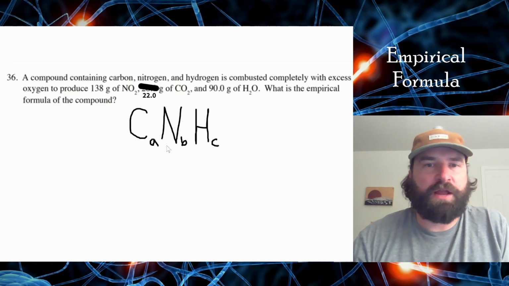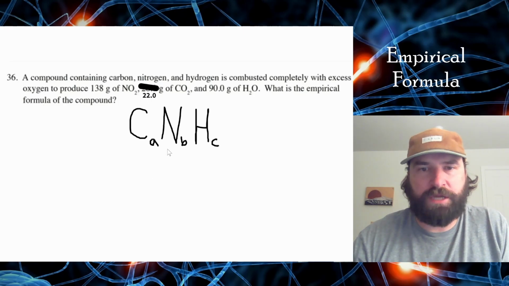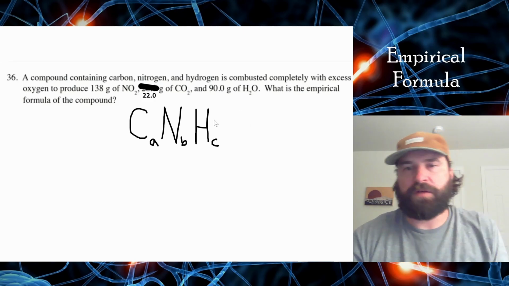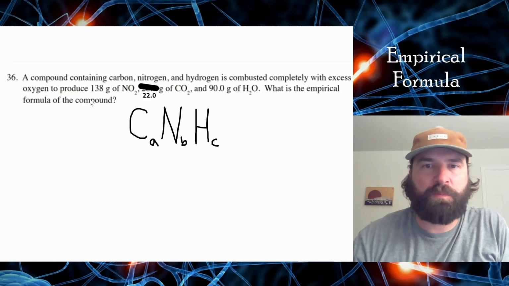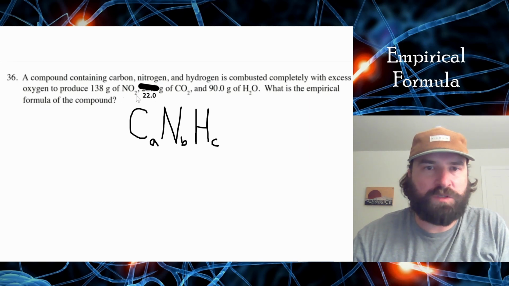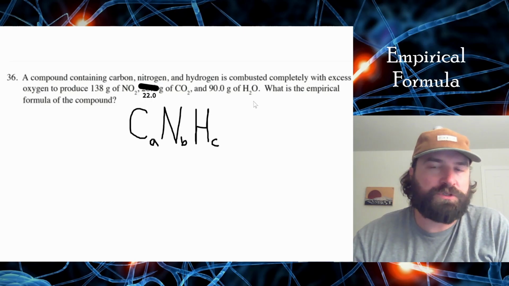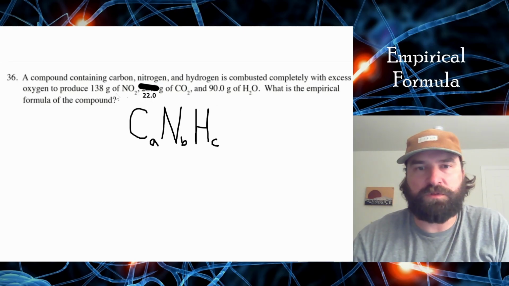So we have to figure out how much carbon, how much nitrogen, and how much hydrogen we have in terms of moles. If we divide all of these masses by the molar mass of the compound and then multiply by the number of the atom we're looking for, we should be able to figure out how many moles of each atom we have in this situation.